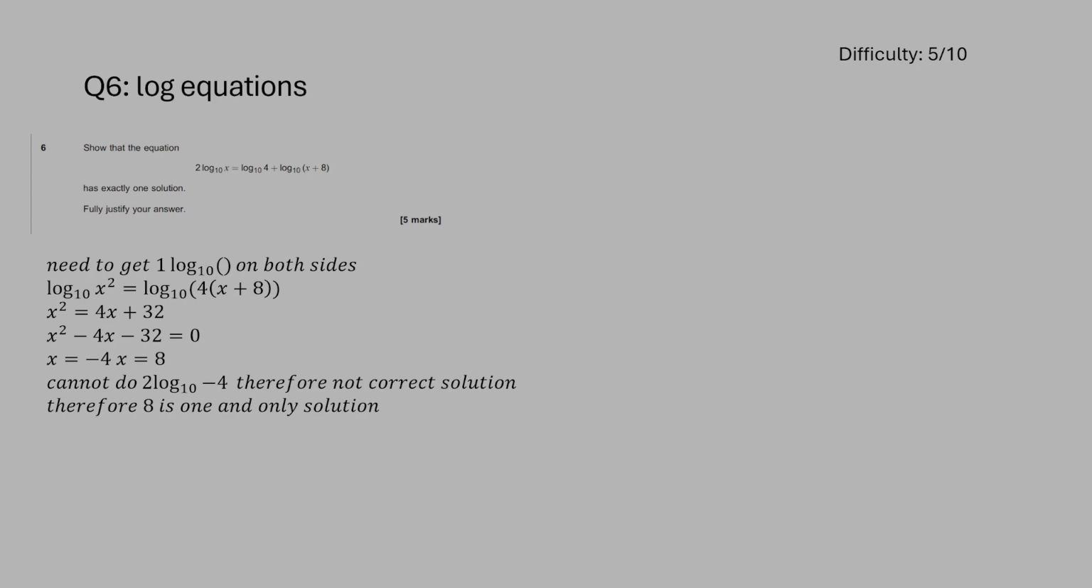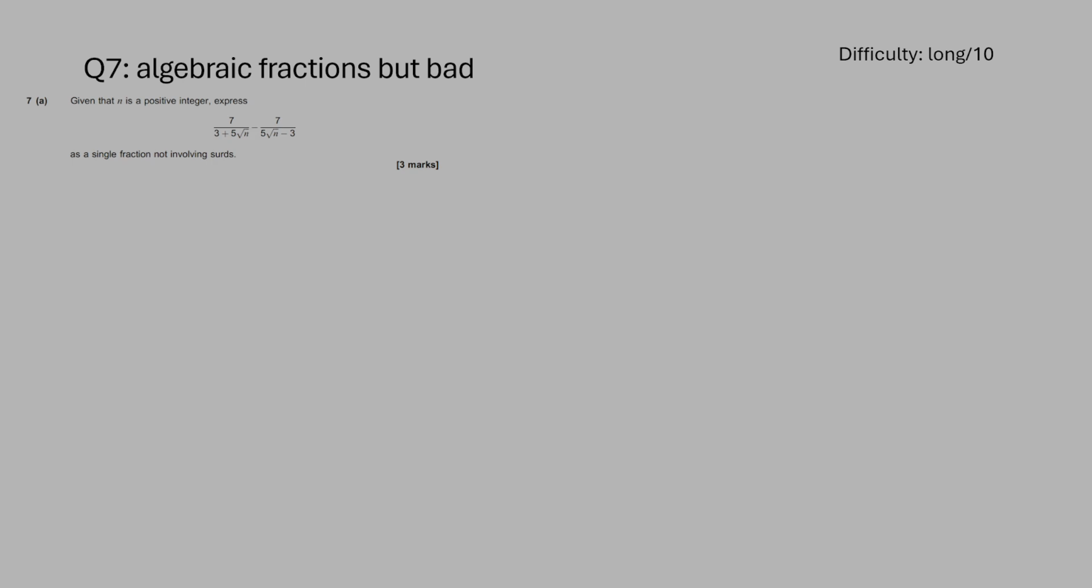Right, next question. This is an algebraic fraction question. You can see from the denominators that they're going to cancel out because they're conjugates. So we're just going to multiply through like this. We're just going to do our normal multiplication for algebraic fractions.